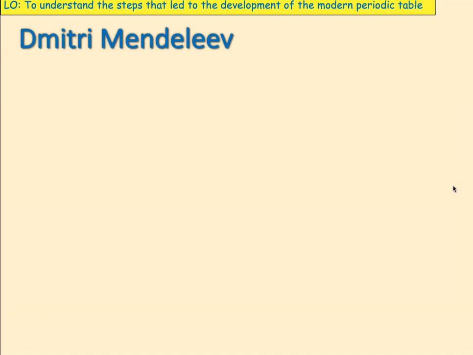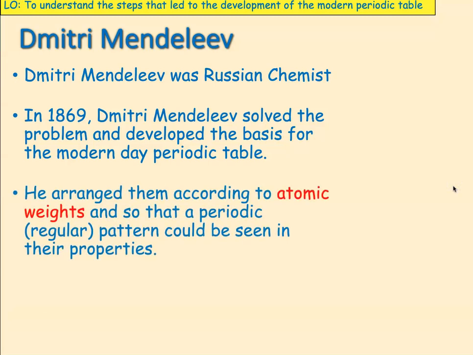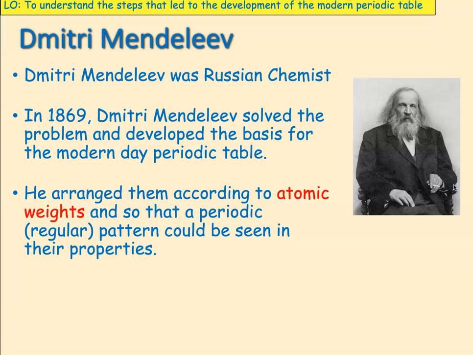So we had to put up with that until this Russian scientist came along, Dmitri Mendeleev. He was a Russian chemist. In 1869, he solved the problem and developed the basis for the modern day periodic table. It's not exactly what it is today, but he did do things that we could build on. He arranged them in the same way that Newland's did, with atomic weight, so that a periodic pattern could be seen in the properties. He was really trying to put them in groups where they had similar properties.